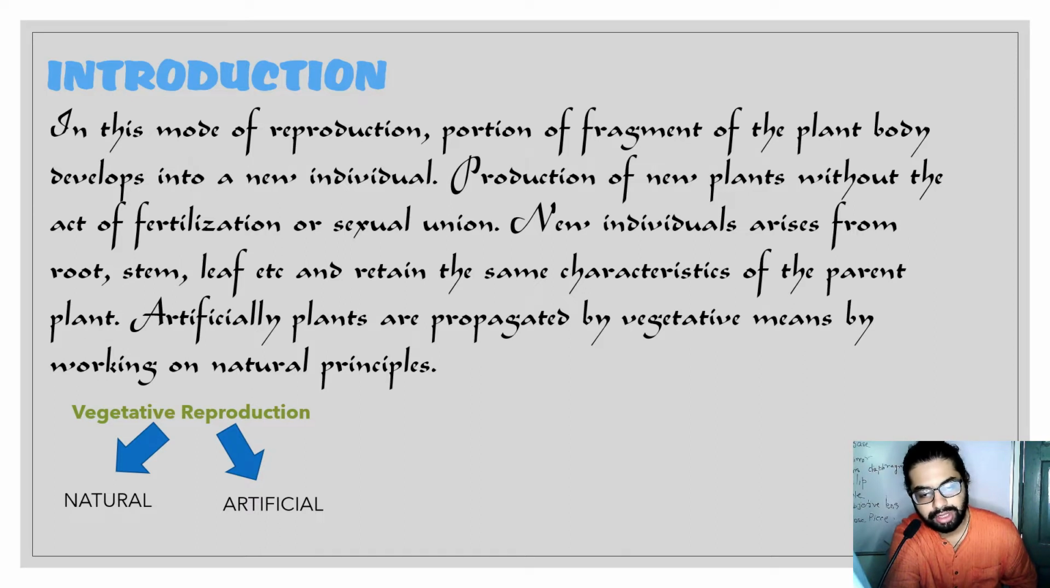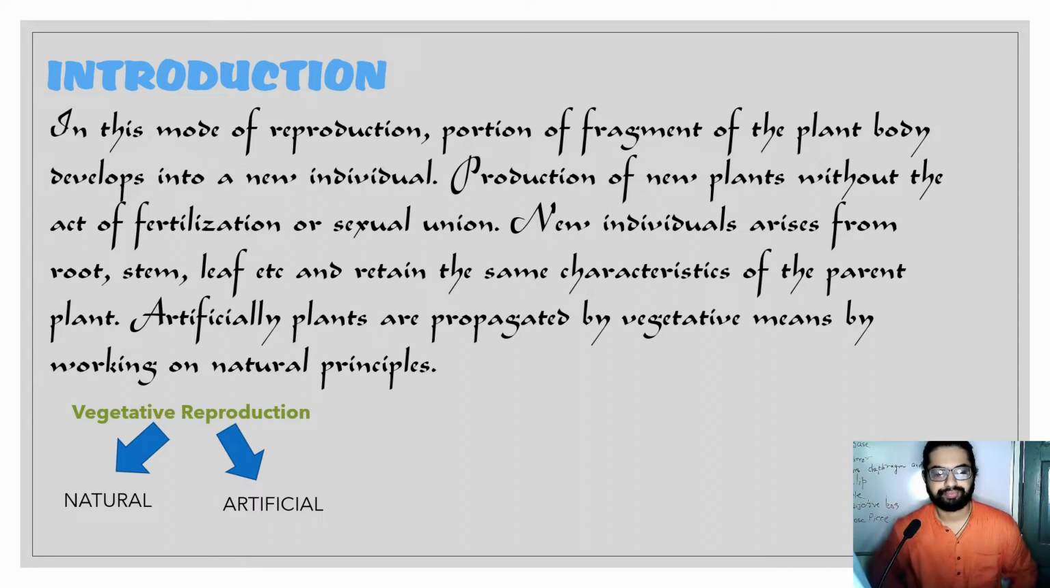New individuals arise from the root, stem and leaf and retain the same characters of the parent. Artificially, plants are propagated by vegetative means by working on natural principles. So we say that vegetative reproduction is of two types, natural and artificial.